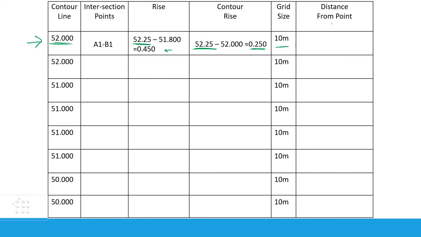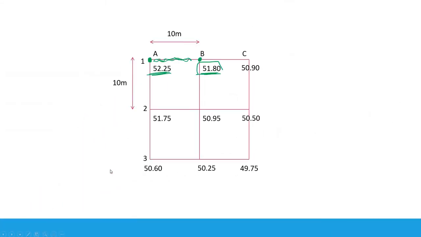And finally the distance from the higher node would be contour rise from here divided by rise from here times grid size, which is 10. Okay, now we have calculated that to be 5.556. Always complete your calculations to a millimeter accuracy or 3 decimals. Okay, so the distance from the higher node, which is node A1 in this case, is 5.556. So from the higher node A1 we are going to measure 5.556, and I will let you know how to do this later on.